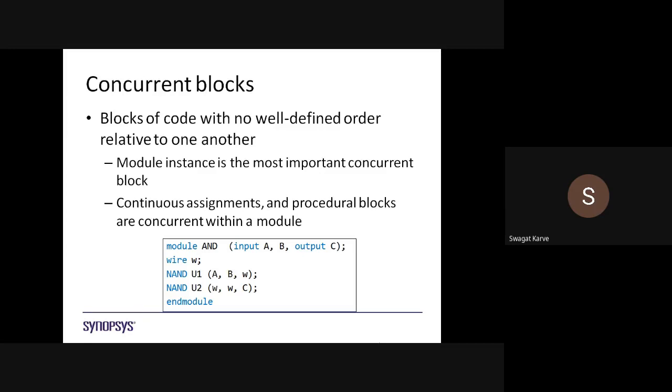Now what does it mean? Concurrent blocks are blocks of code with no well-defined order relative to one another. It is a block of code, or it can be several blocks of code. More than one block may be there, with no well-defined order relative to one another. That means there will not be any specific order to define those blocks.